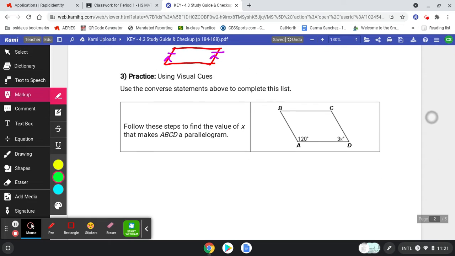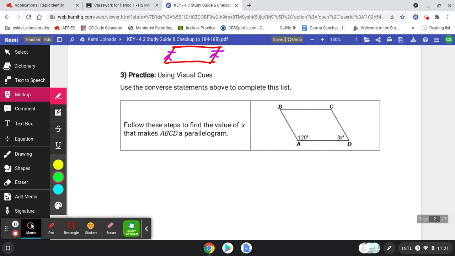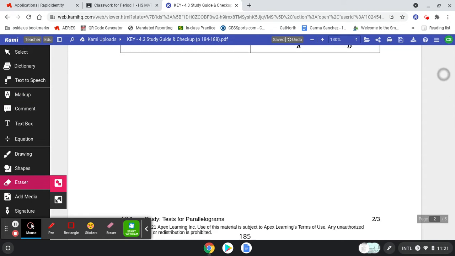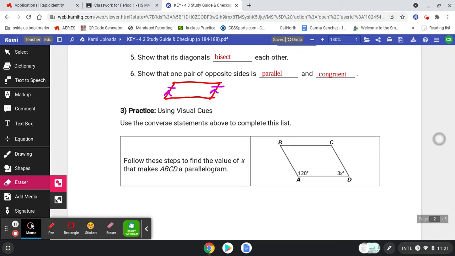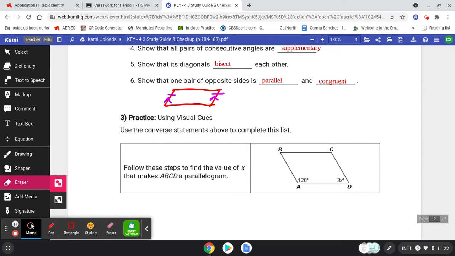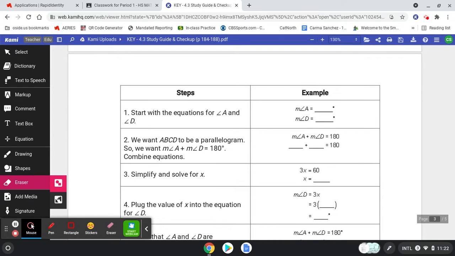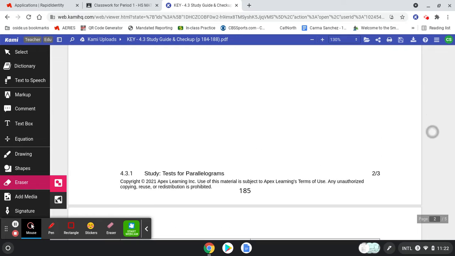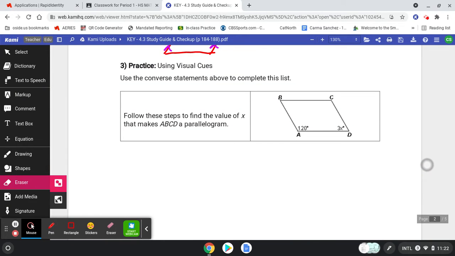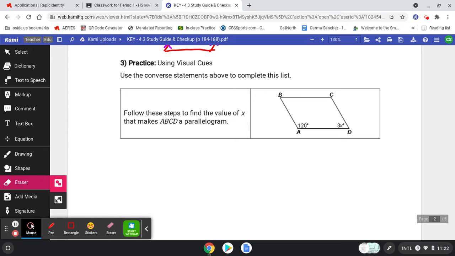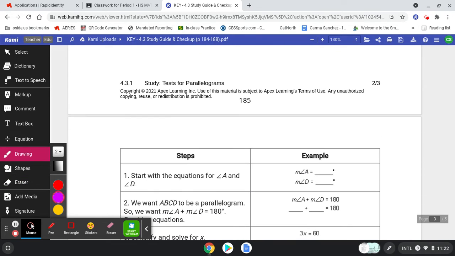Now let's use the converse statements from the above list to complete this down here. Follow these steps to find the value of x. So starting with the equation for angle A and angle D, we can see that the measure of angle A, look up here, is equal to 120 degrees, and the measure of angle D is equal to 3x. So we write that angle A is 120, and that angle D is 3x.